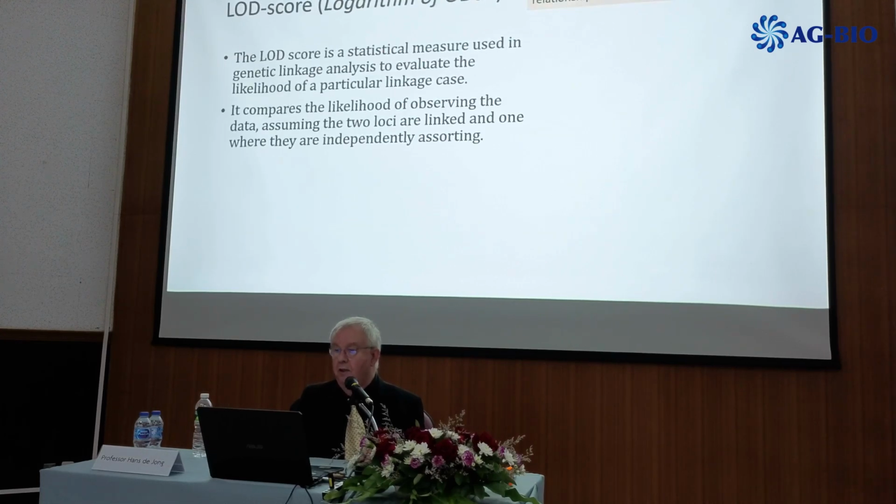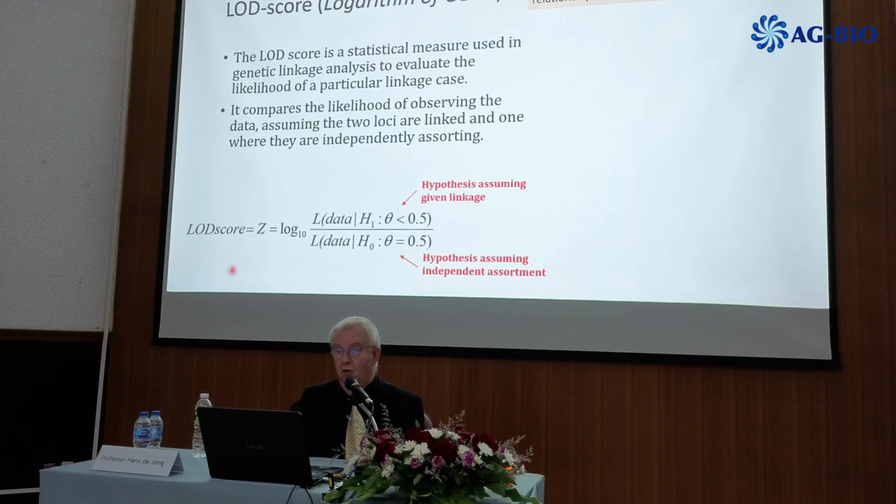And the lod score, you can say, is a statistical measure used in genetical mapping to evaluate the likelihood, the probability, of a particular linkage case. It compares the likelihood of observing the data for two loci that are linked versus independent. So here in the lod score or the Z value, you have a log 10 value in which you compare the hypothesis in which you assume a given linkage, divided by the hypothesis that you have independent assortment. Independent means that you have 50% crossovers.